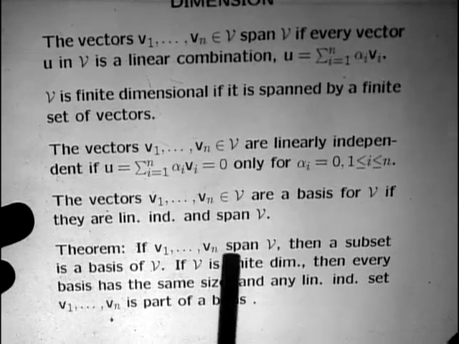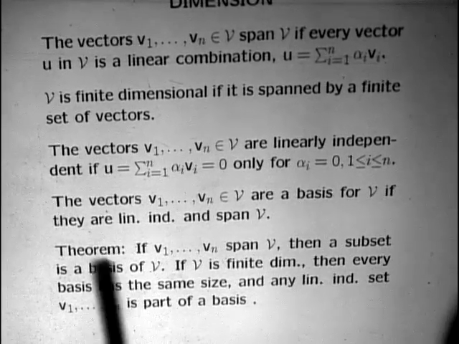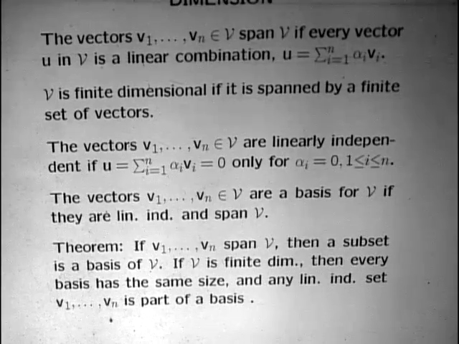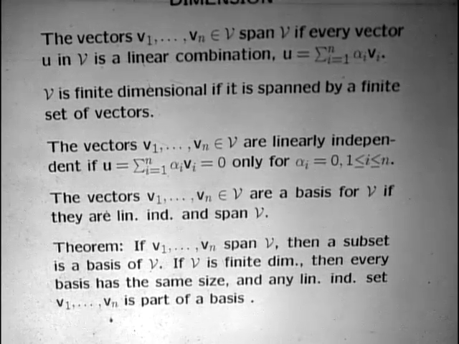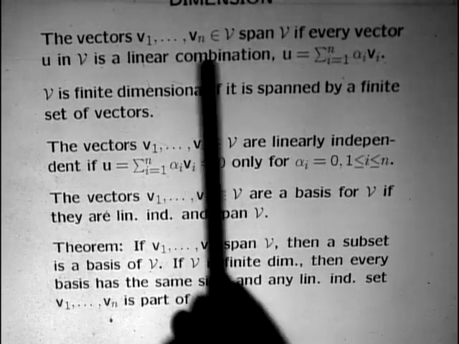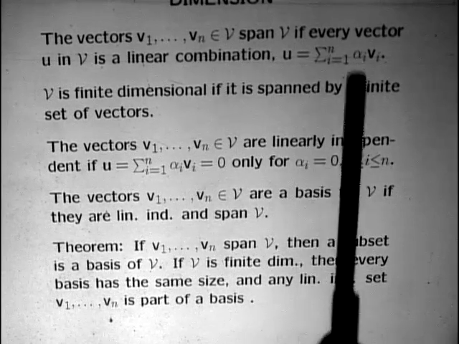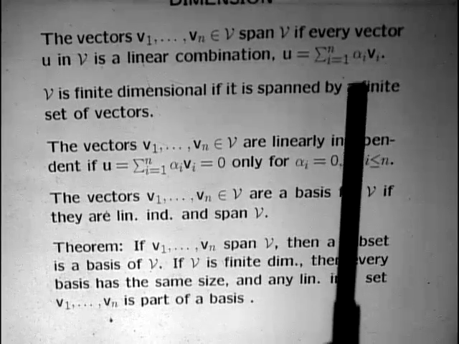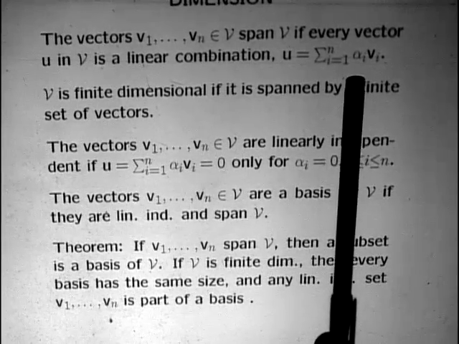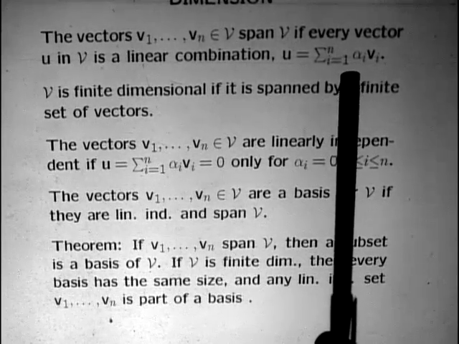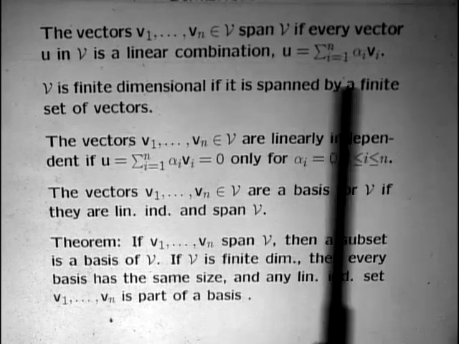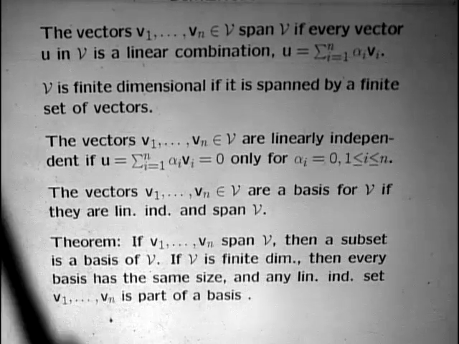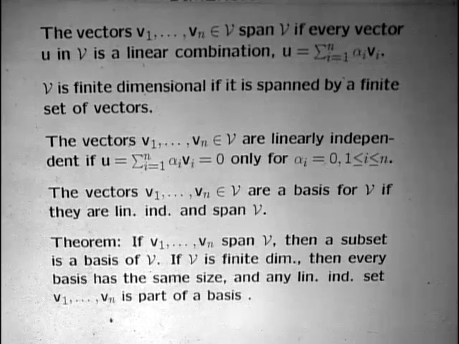Now, we say that a set of vectors are a basis for V if they're both linearly independent and if they span V. When we first talked about spanning, we didn't say anything about these vectors being linearly independent, so we might have had many more of them than we needed. Now, when we're talking about a basis, we restrict ourselves to just the set we need to span the space.